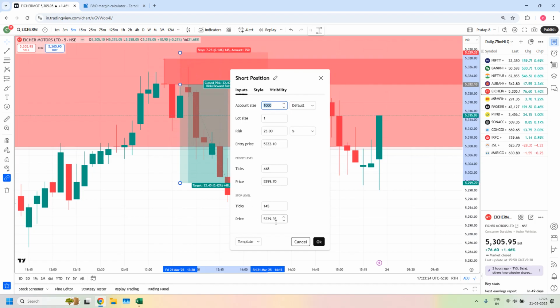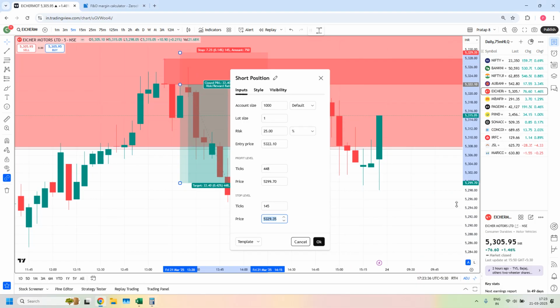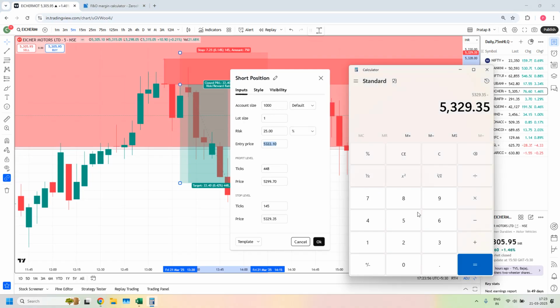Okay, so let us assume the stop level is 5329.35. See what I am calculating first. I am calculating the stop loss ratio, the negative ROI, how much it would be in case the trade is stopped out. Because we should not accept a trade beyond 2%, right? So that's why first I want to check that. So what I am doing is the stop value minus the entry value, because this is the supply zone. I got 7.25. This includes the stop buffer.